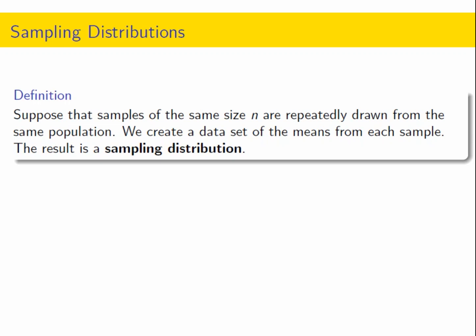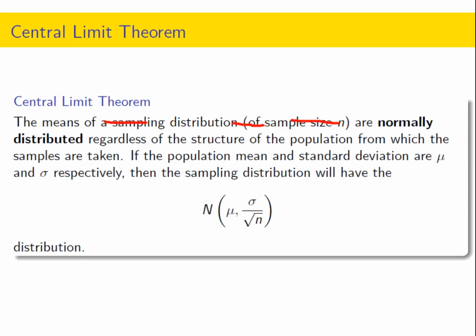Okay, so what's a sampling distribution? When we draw repeated samples of the same size, they're drawn repeatedly, that's what we call a sampling distribution. For example, I could flip 20 coins and count the number of heads, and then flip 20 more coins and count the number of heads. And if I did that 100 times, I'd have a sampling distribution.